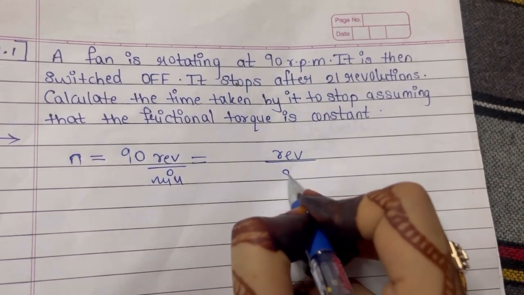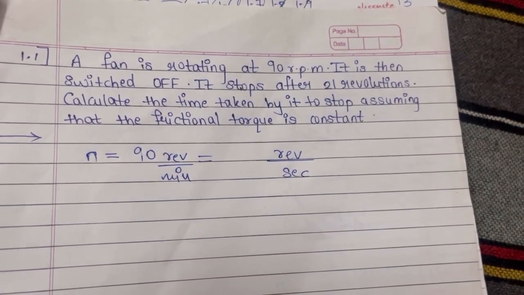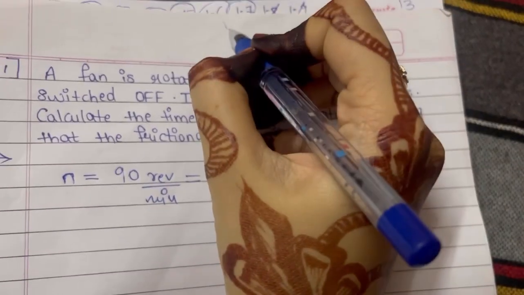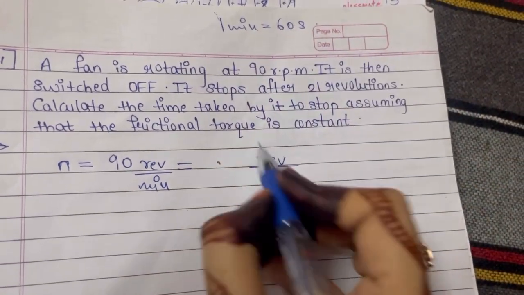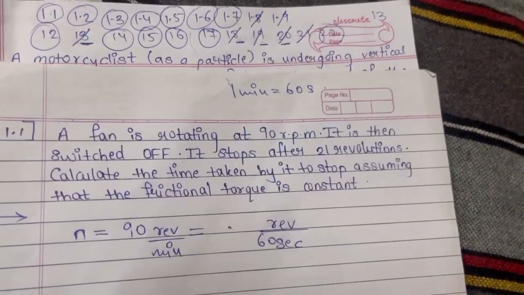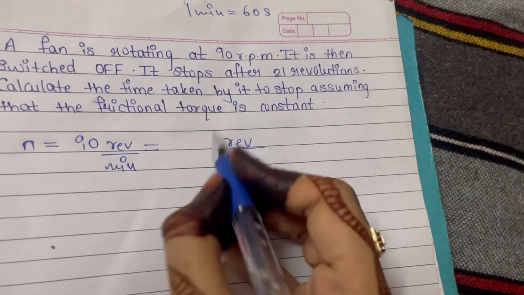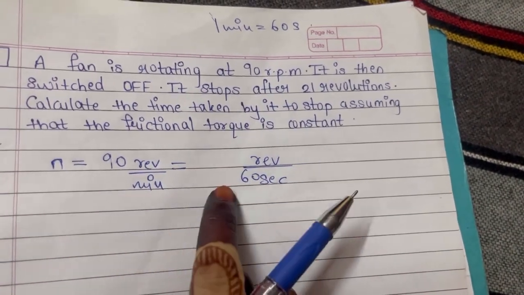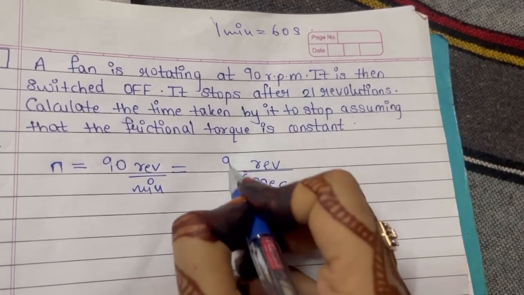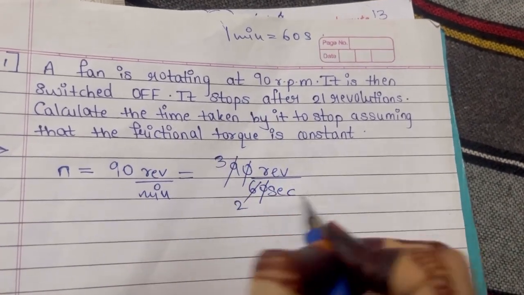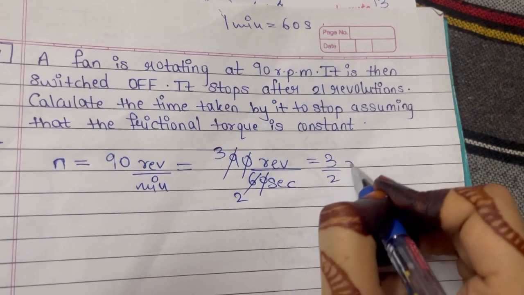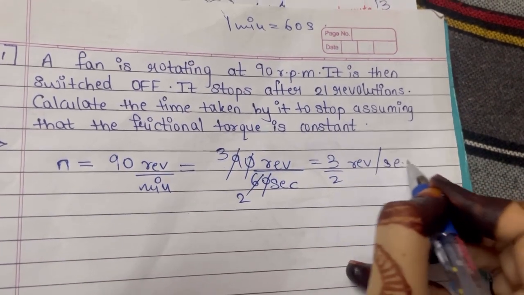So to convert it into seconds, 1 minute is equal to 60 seconds. So you will divide by 60. Means in place of minute you will write 60 seconds. Here you have 90, so this and this cancel. 3 3s are 9, 3 2s are 6. So it is 3 upon 2 revolutions per second.